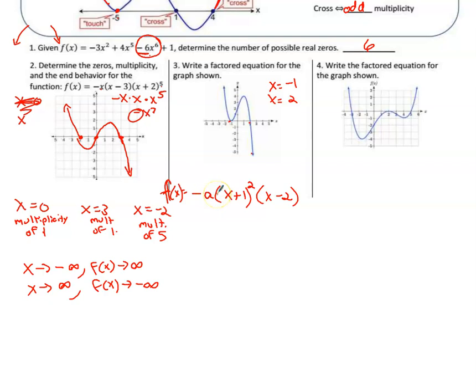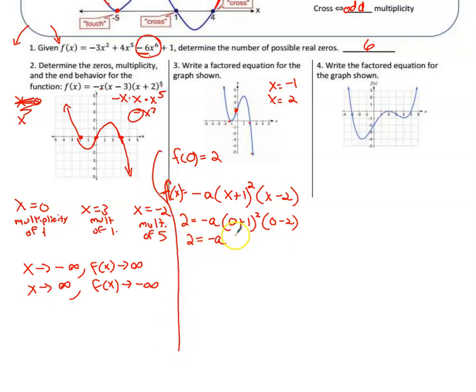Well, that number is based on, let's use this ordered pair. And so we have the point 0, 2. If I plug in 0, I should get positive 2, because at x equals 0, y equals 2. So 2 has to equal negative a times 0 plus 1 squared times 0 minus 2, which means 2 equals negative a times 1 squared times negative 2. I could have left off the negative. Let's go ahead and keep going.